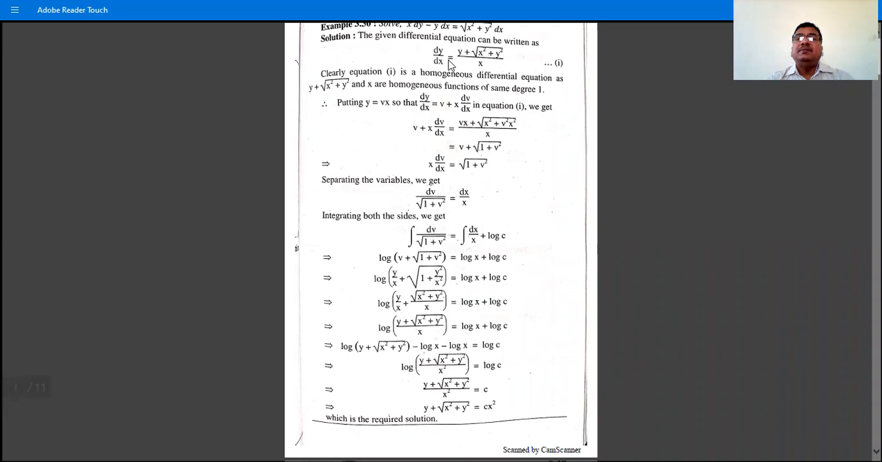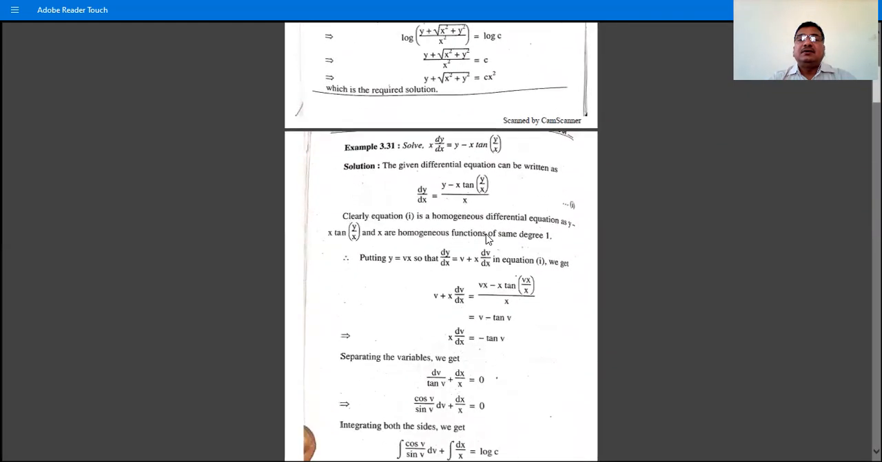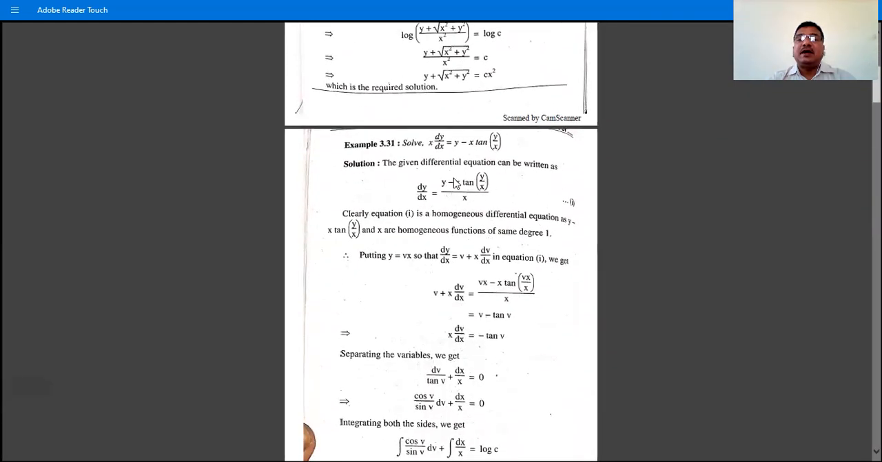Here y plus root x square plus y square is a homogeneous function of degree 1, divided by x, a homogeneous function of degree 1. So how can we check that y plus root x square plus y square is a homogeneous function? If we find f(tx, ty), then this is what? t raised to 1 f(x,y). Okay, so y minus x tan y by x is a homogeneous function of degree 1.